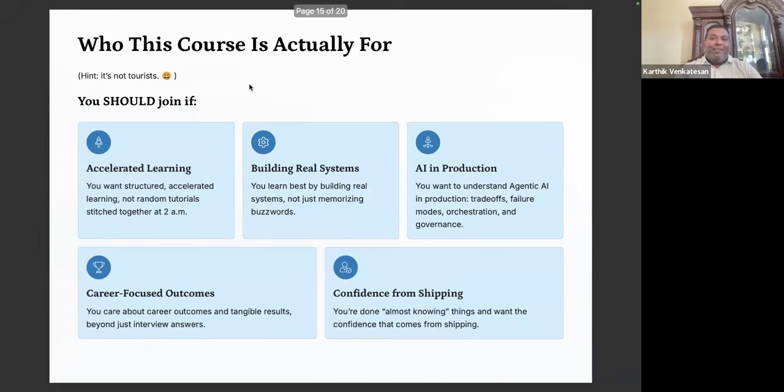So if you want structured, accelerated learning, focusing on agentic AI and GenAI, with enough depth to clear the interview, make the trade-offs, build real-world systems and get your feet wet, yeah, then you are at the right place.